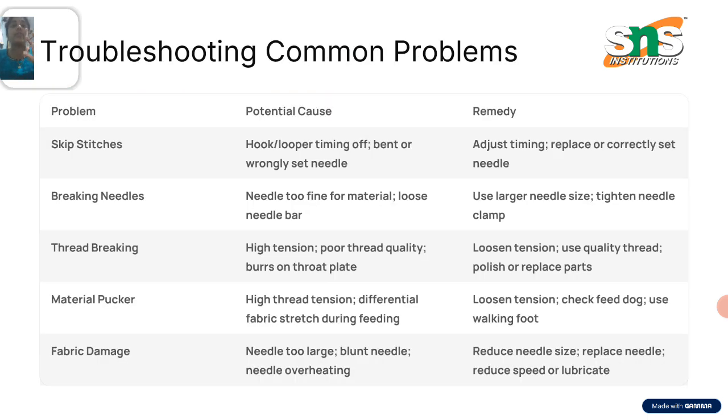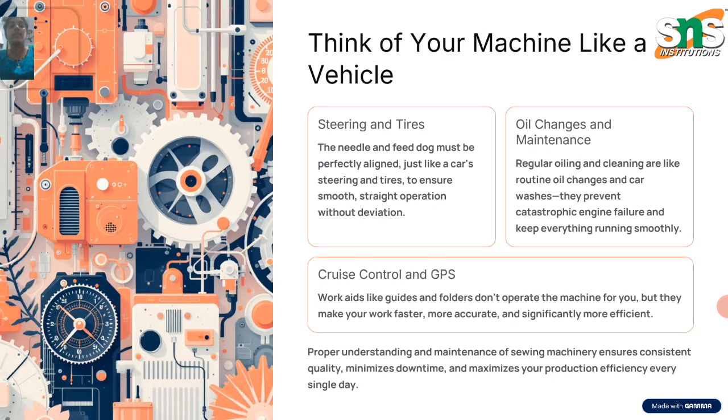Some common problems and remedies are given here: skip stitches, breaking needles, thread breaking, material puckering, fabric damage. Those are the main problems we are facing. There are some remedies for them, based on the fabric and the machine we are working on at that time. So what is the main thinking of your machine, like a wheel? If we concentrate on a wheel, it seems to be like this.